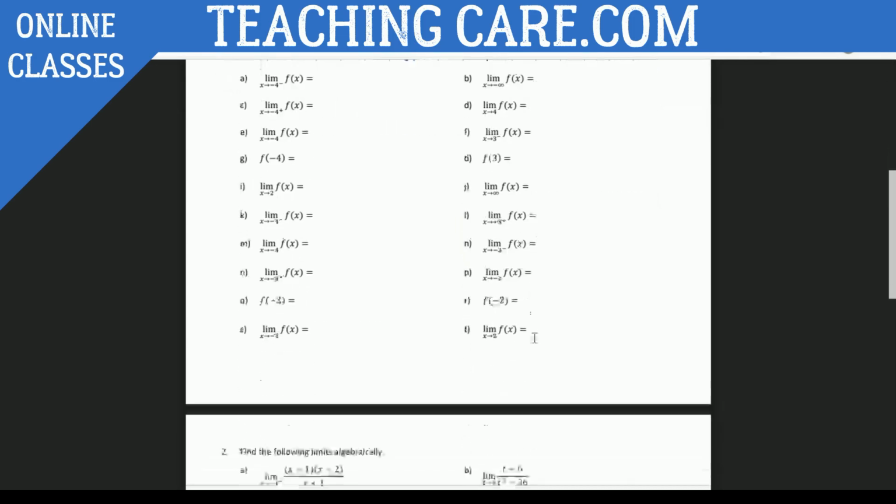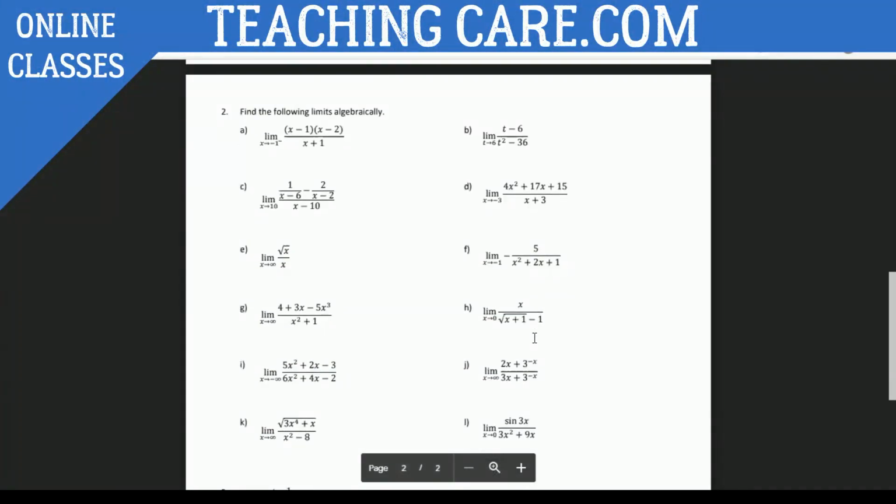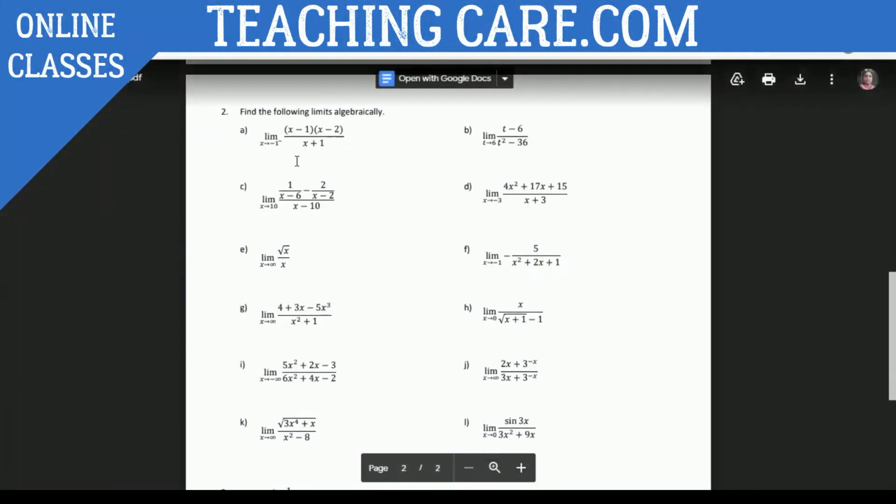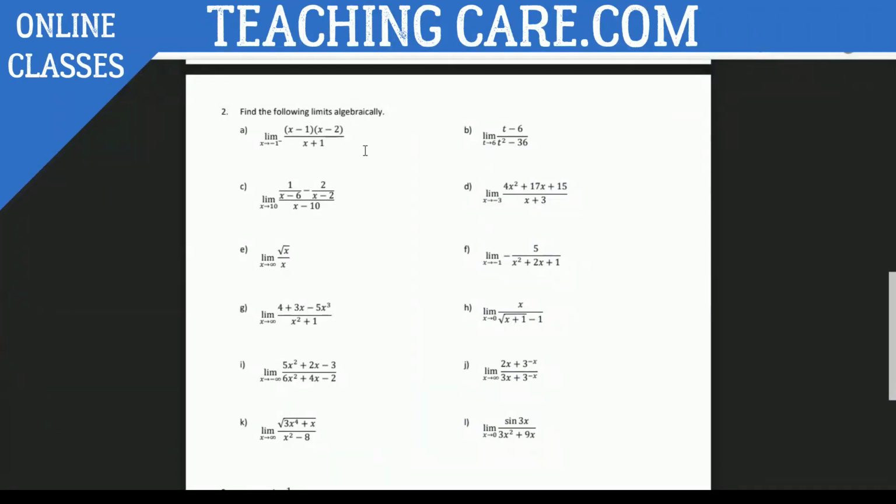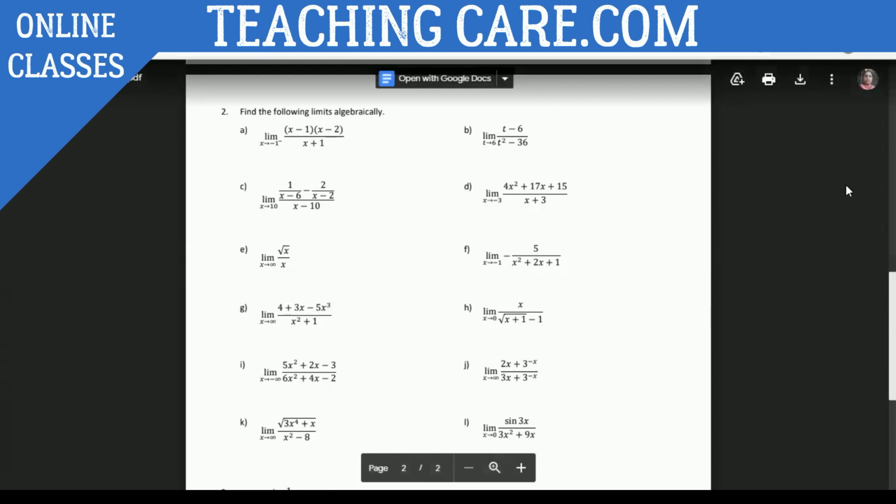Okay. Next one. Let's come here. Find the following limits algebraically. Limit x approaches 1 minus of x minus 1 times x minus 2 divided by x plus 1. Sure. Let me just get a piece of paper to write that down on.